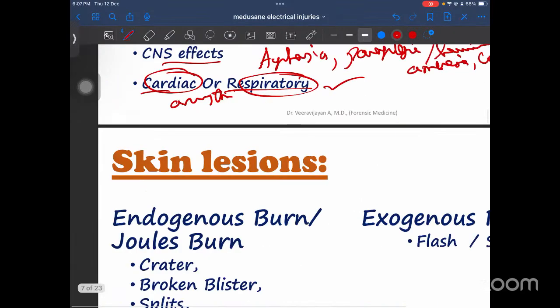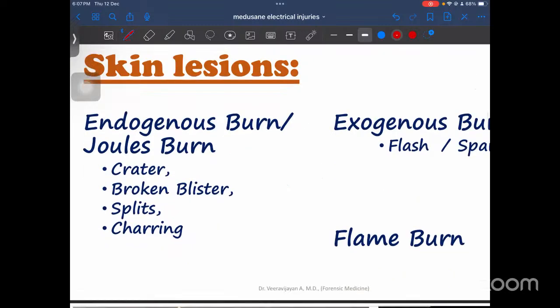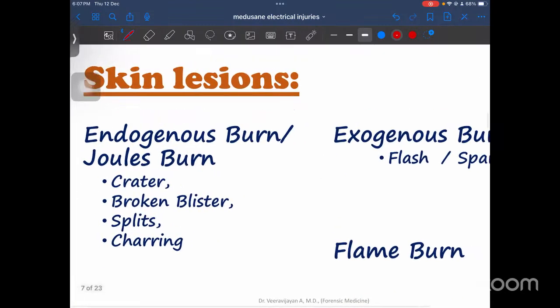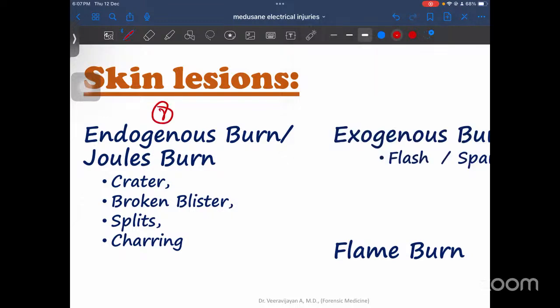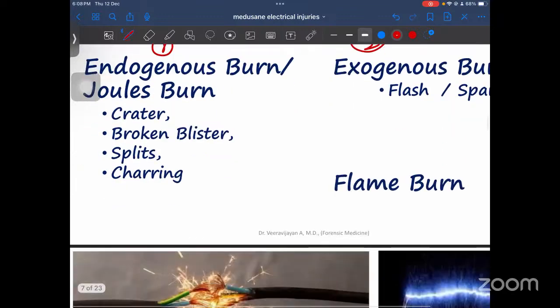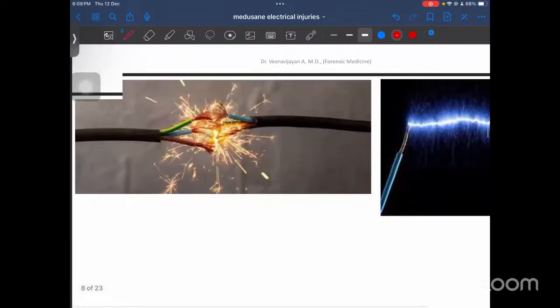The particularly important thing in electricity is skin lesions. There are two types of skin lesions. One is endogenous burn, another one is exogenous burn. Before seeing this, first we have to know some terms regarding electricity.